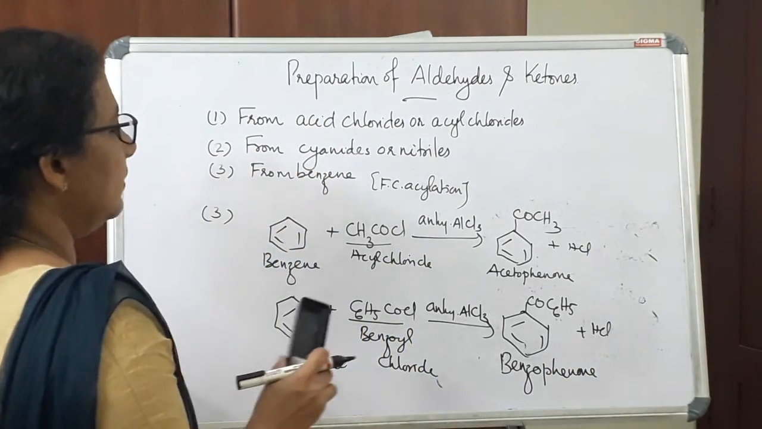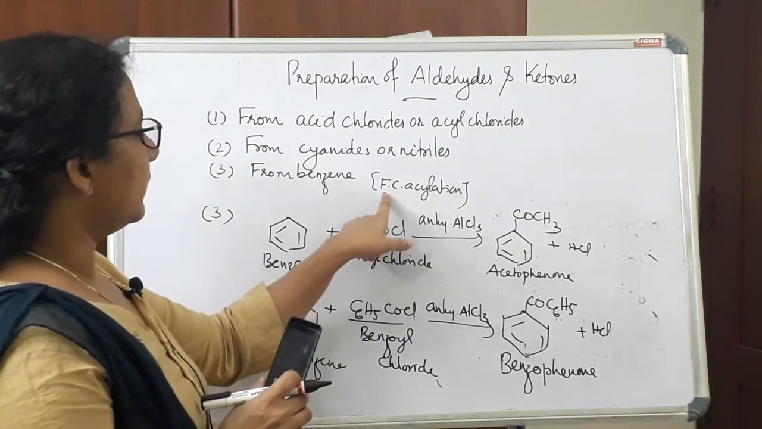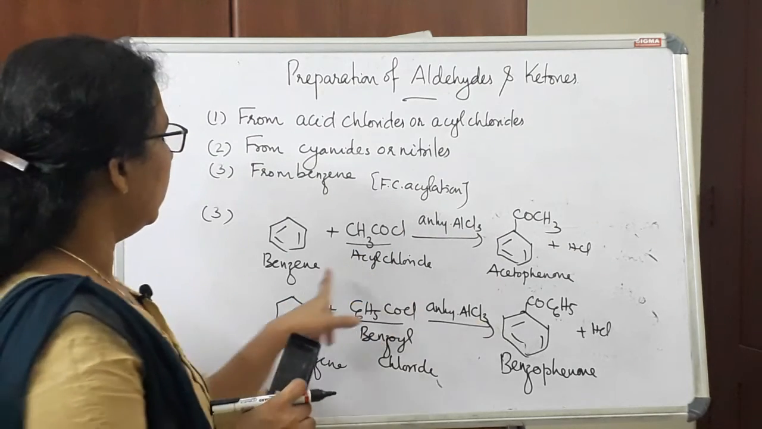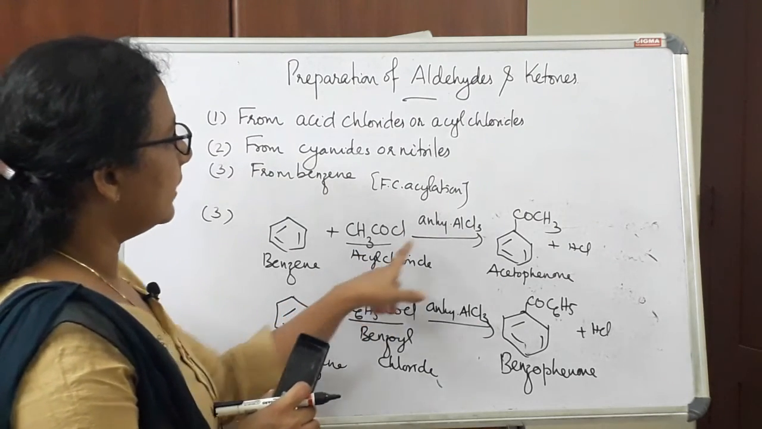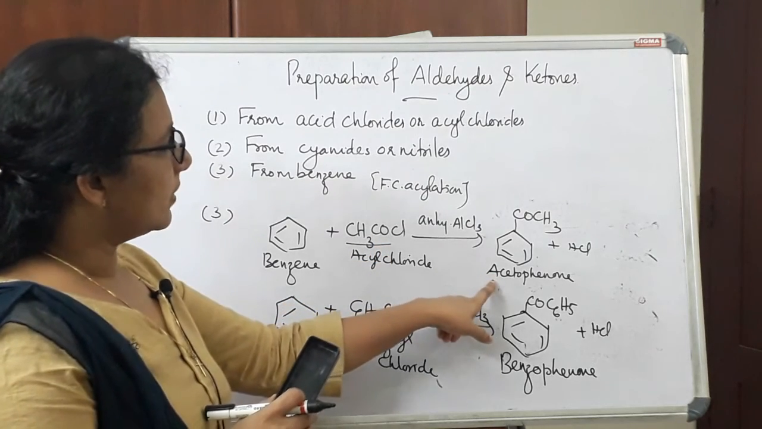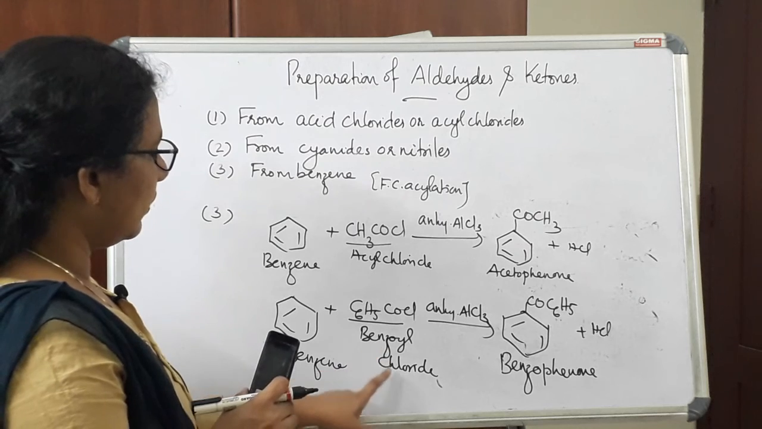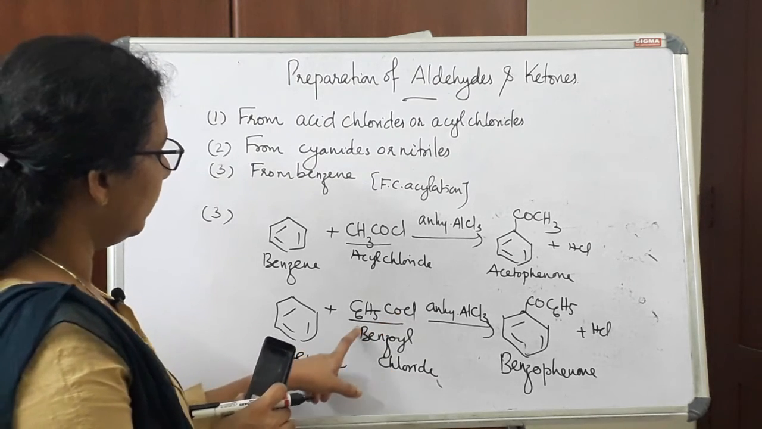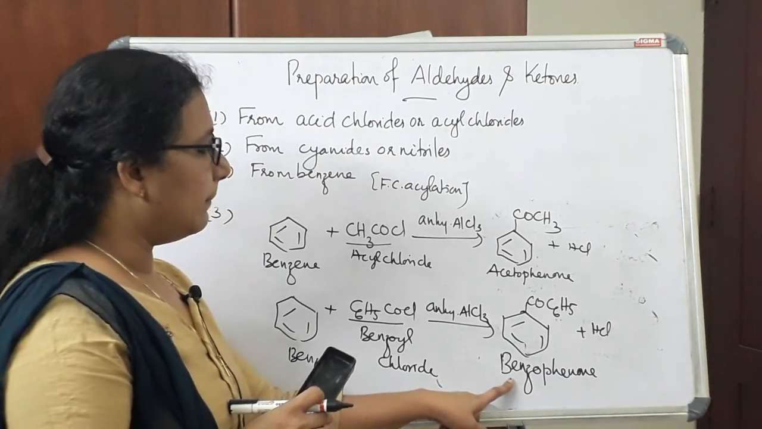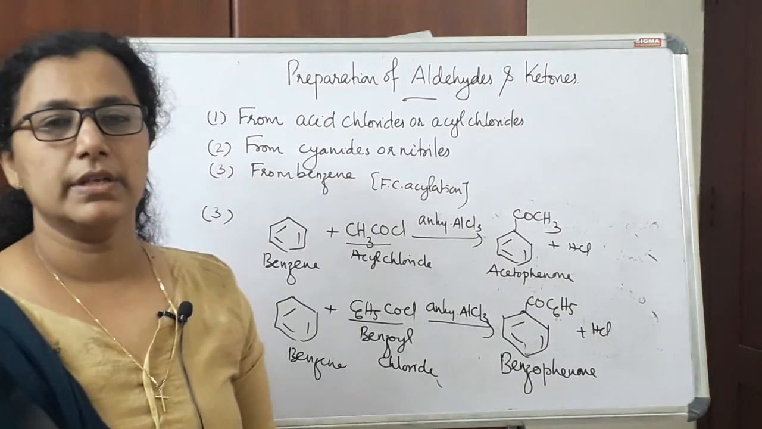So from benzene we can prepare ketone by using acylation, Friedel-Crafts reaction. So Friedel-Crafts acylation we can prepare acetophenone from benzene. So acyl chloride and anhydrous AlCl3. So acyl group will be introduced here. So we will get acetophenone. In the next case we are using benzoyl chloride. So the benzoyl group will be introduced in this case and we will get a ketone that is known as benzophenone. So these are the important methods for the preparation of ketones.